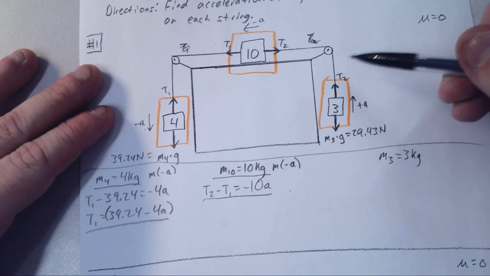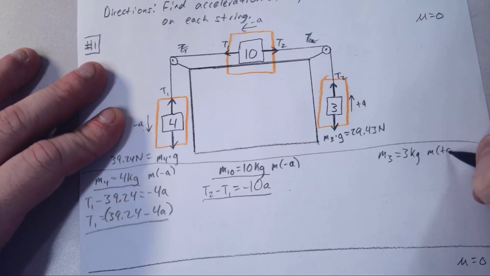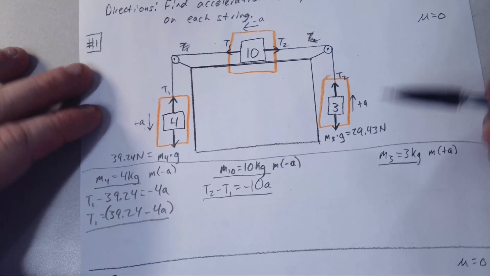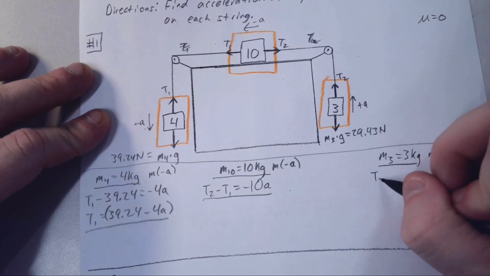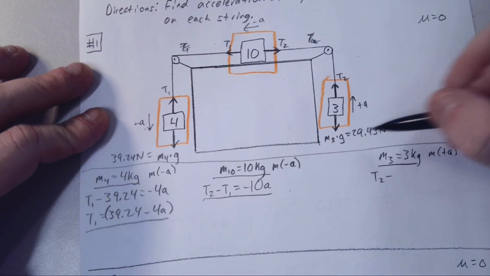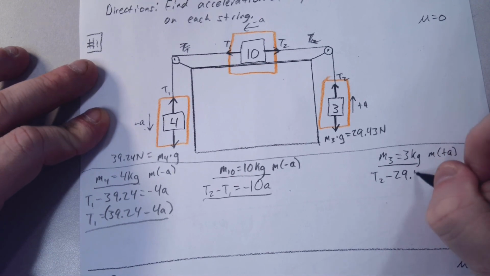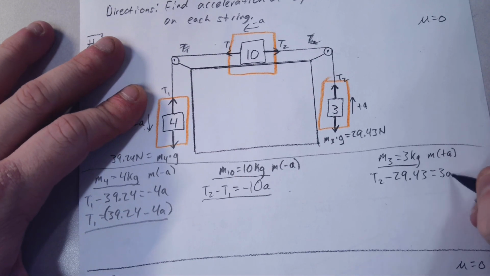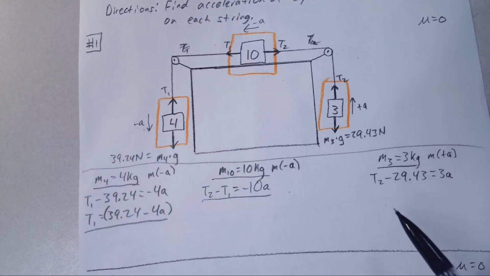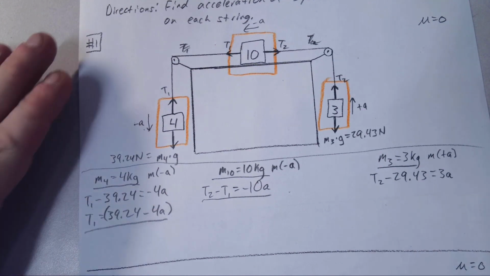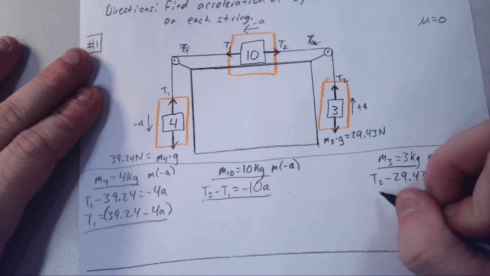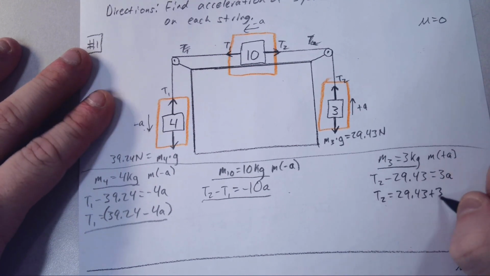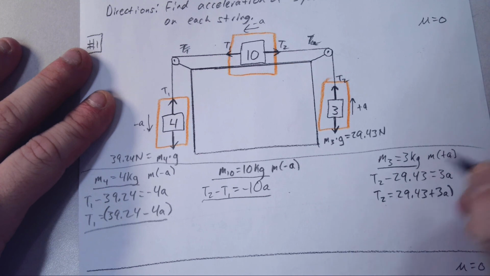Make sure we're careful here. The 3 kilogram one is now going up, so it would be M times positive A. Up minus down. Up is T2 minus the force of gravity, or the weight, which we calculated as 29.43, 3 times 9.81, equals 3 times positive A, or just 3A. And once again, we have a scenario where we can solve for one of the tensions in terms of the other values, so we'll add 29.43. T2 equals 29.43 plus 3A. Go ahead and put parentheses there.